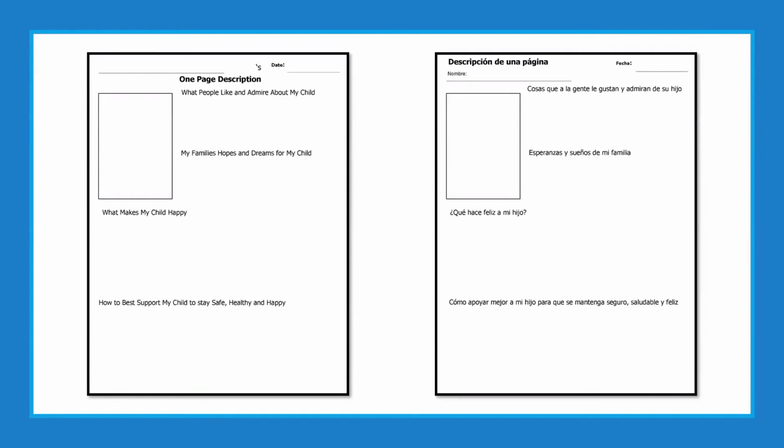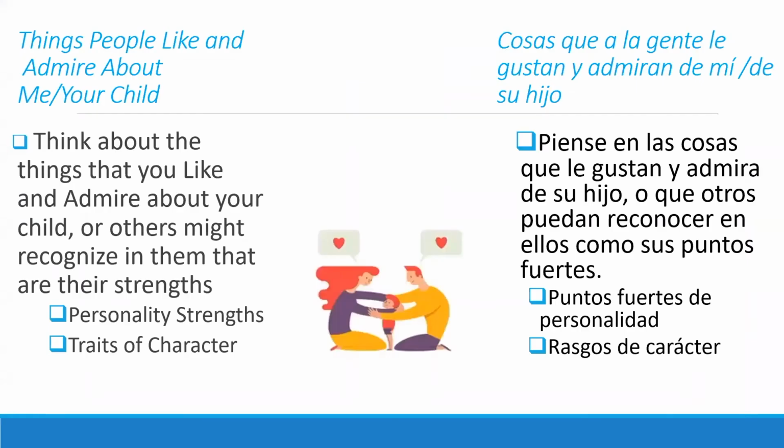So let's go ahead and talk about the first section. For the first section, you have what Stephen already went over, which is what people like and admire about your child. So we're building this on behalf of your children. So we want to think about what are some really great things that people have said that they like about your kid, or anything that you really like and admire about your child. And this can include personality strengths. It can include traits of character.